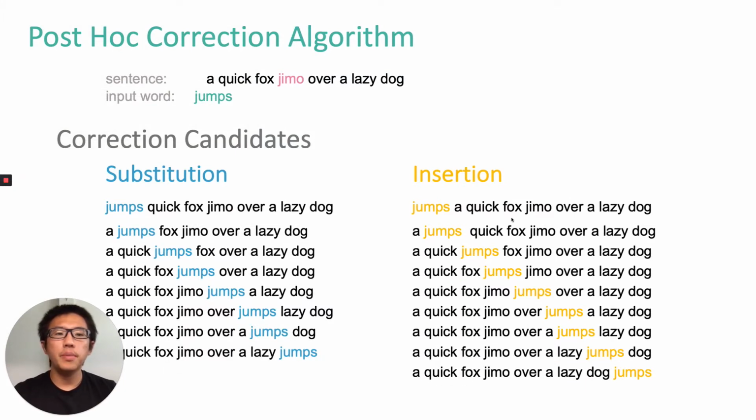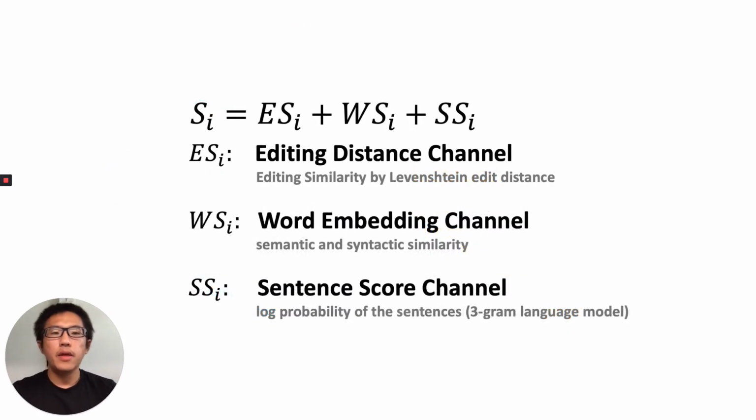Next, I'll show how the post-hoc text correction algorithm works. After receiving the input word, the algorithm will generate substitution and insertion candidates by replacing each word or space in the sentence with the input word. Then it calculates the scores of the candidates from three channels. The editing distance channel estimates the editing similarity. The word embedding channel estimates the semantic and syntactic similarity. And the sentence score channel calculates the probability of the sentence. The algorithm infers the user's correction intention by combining the scores of the three channels.